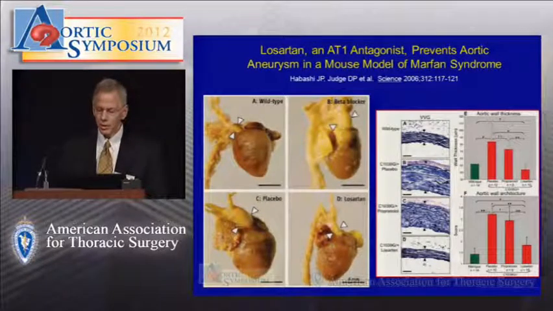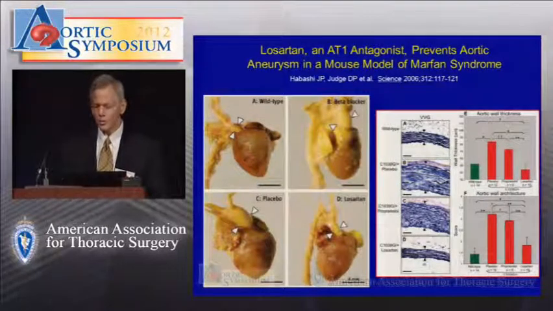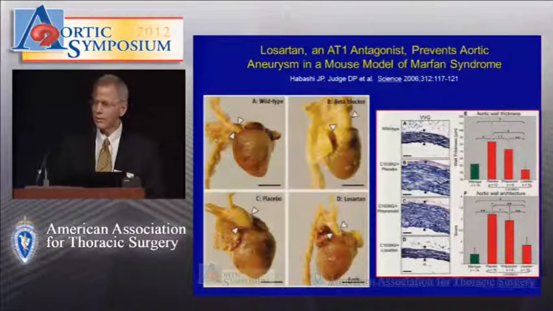Hal's group examined this in the mouse model, showing a striking benefit in Marfan-treated mice with losartan, preventing aortic aneurysm formation, and importantly, restoring normal histology to the aortic wall in Marfan mice treated with losartan, compared to beta blocker or placebo, which had marked cystic medial degeneration.